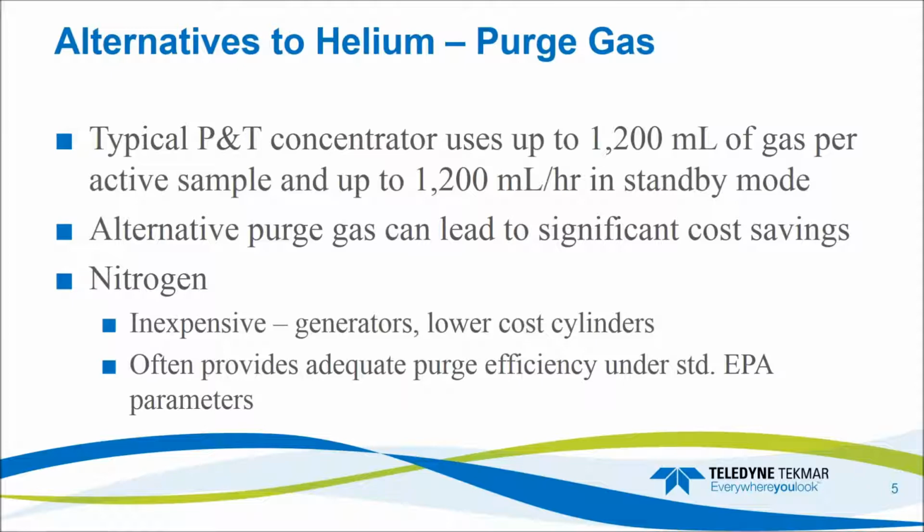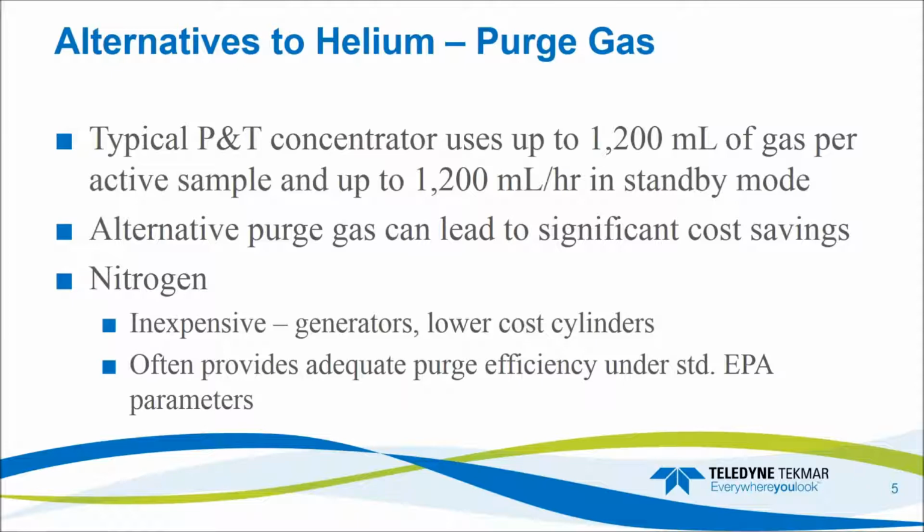And the case doesn't look a lot better in standby mode. You can use up to 1,200 mils per hour of gas just in standby mode. Every hour of every day that you're not running that concentrator, you're using anywhere from a half to a full liter of gas per hour, just keeping that system purged and clean and free of oxygen and other contaminants.